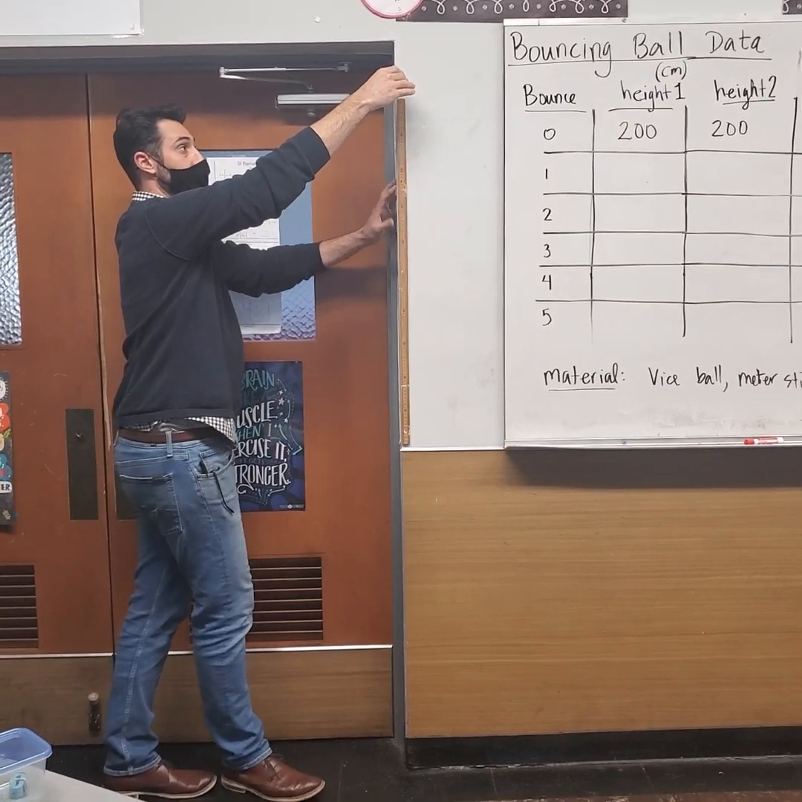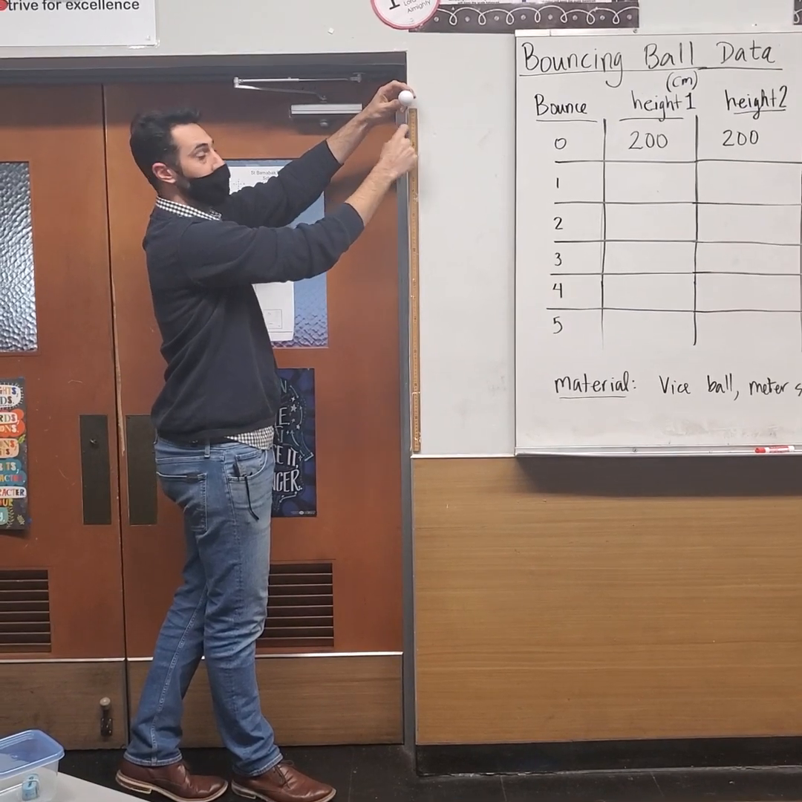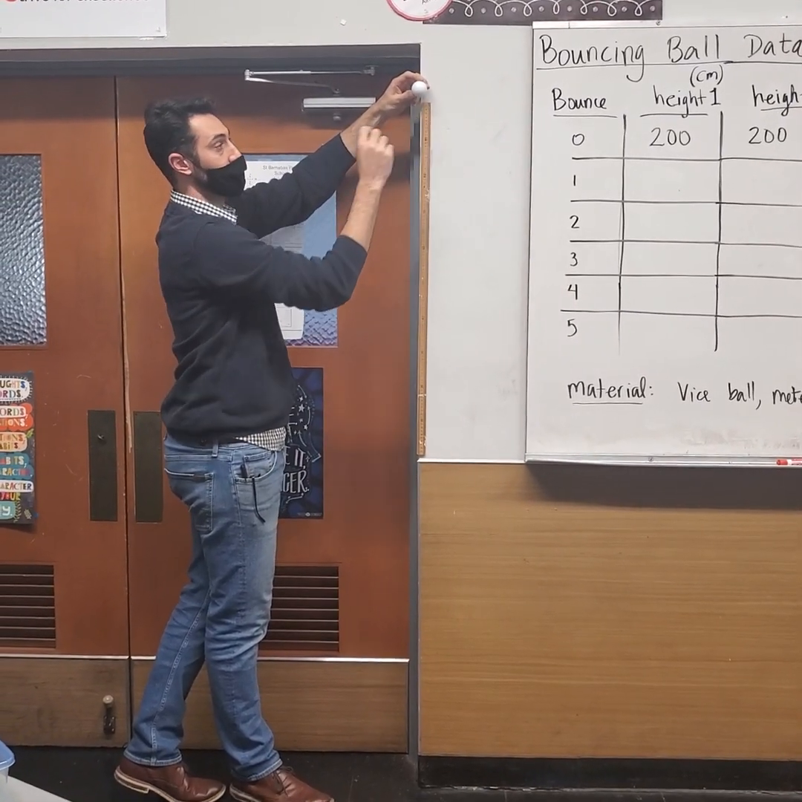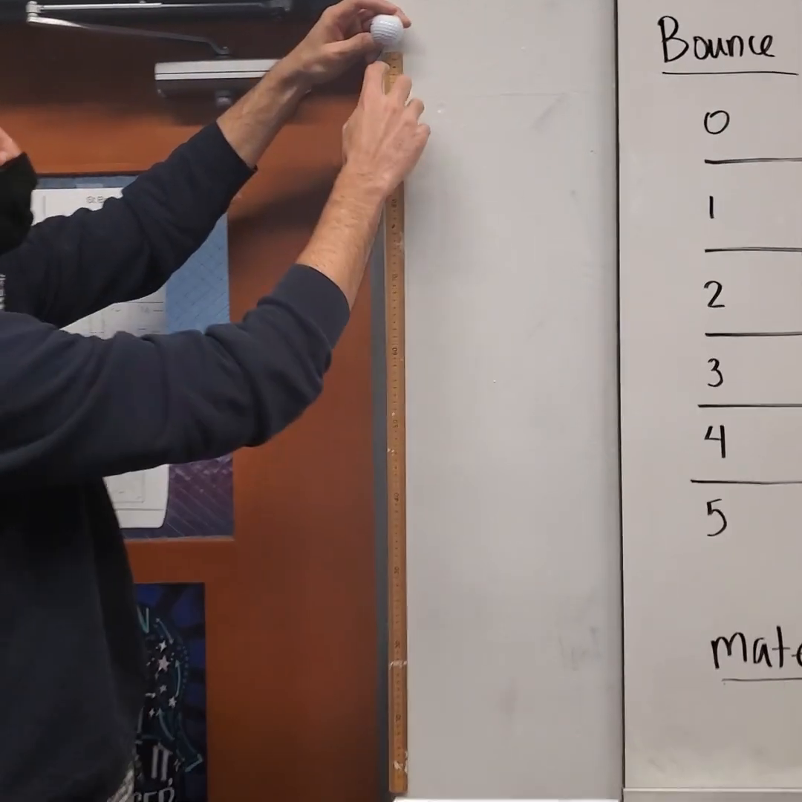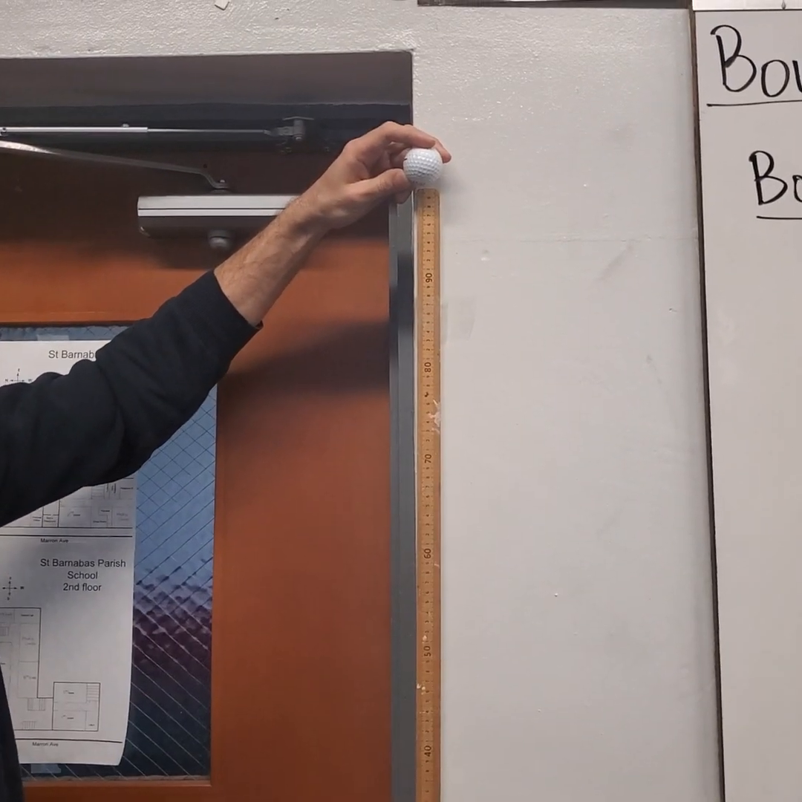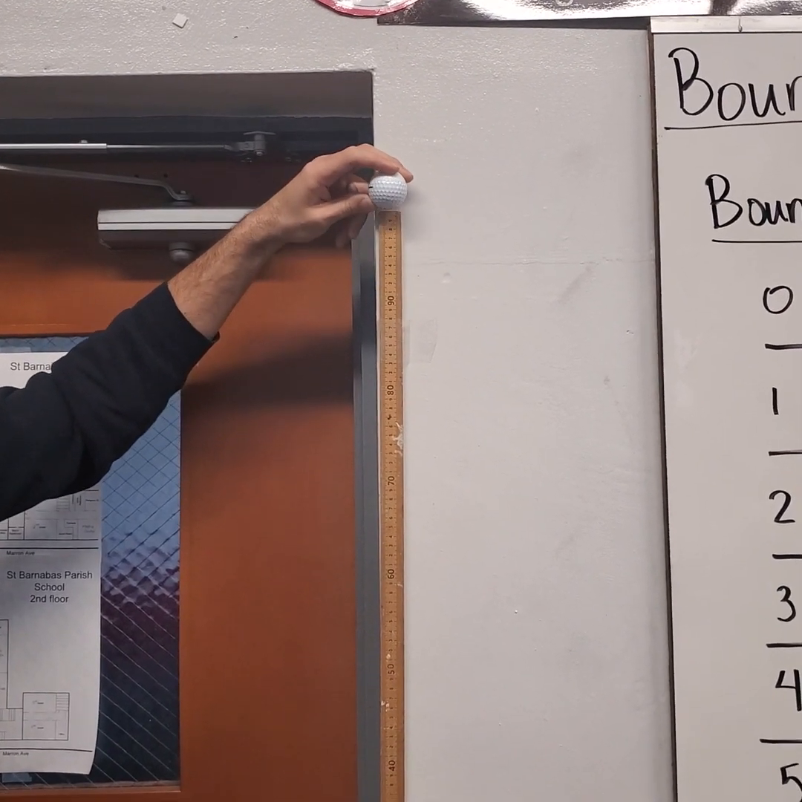One thing to keep in mind is we want to start our bounce with the bottom of the ball at that measurement. So if I'm starting at 200 centimeters, the bottom of my ball is going to be at 200 centimeters. Not the middle of the ball, not the top of the ball, the bottom of the ball.